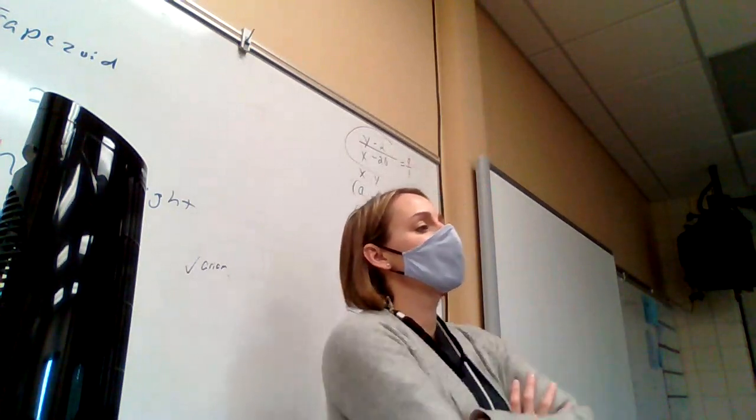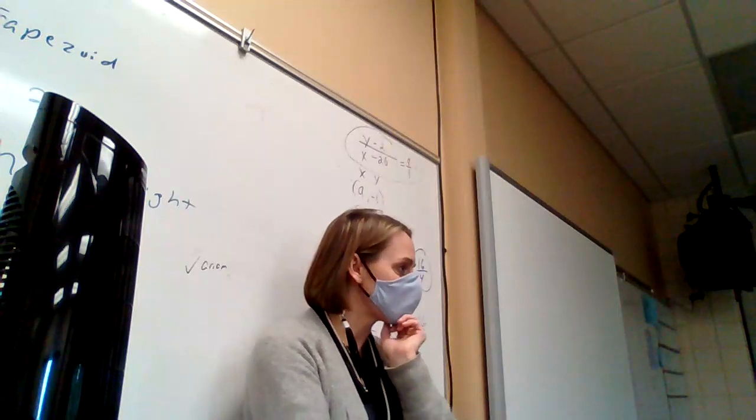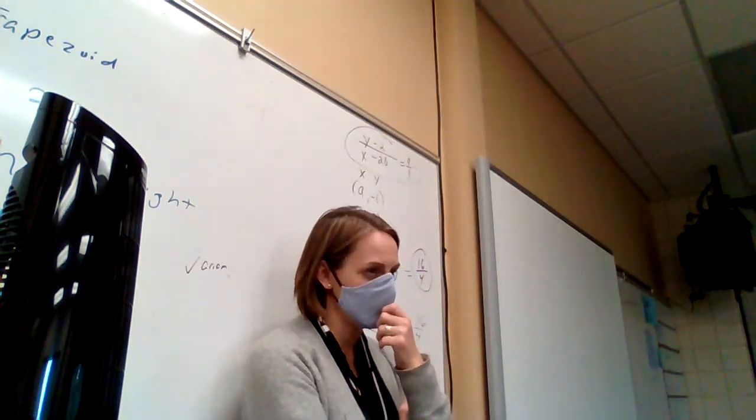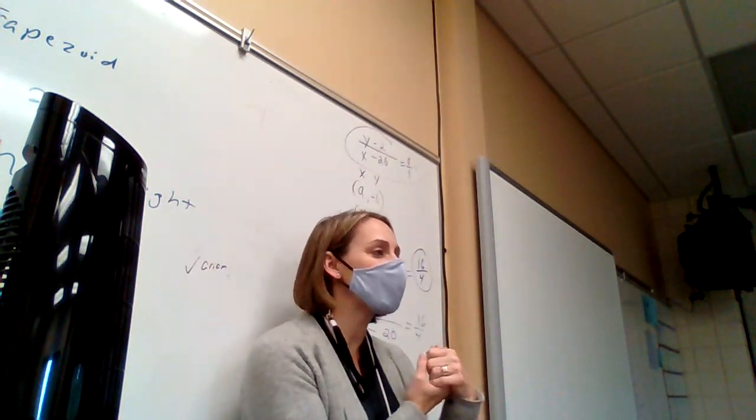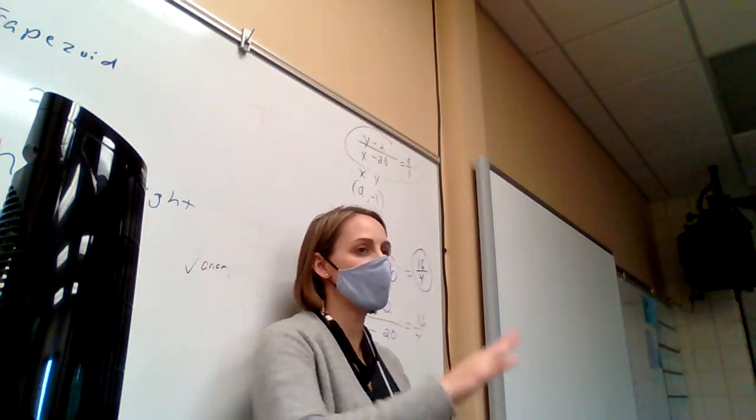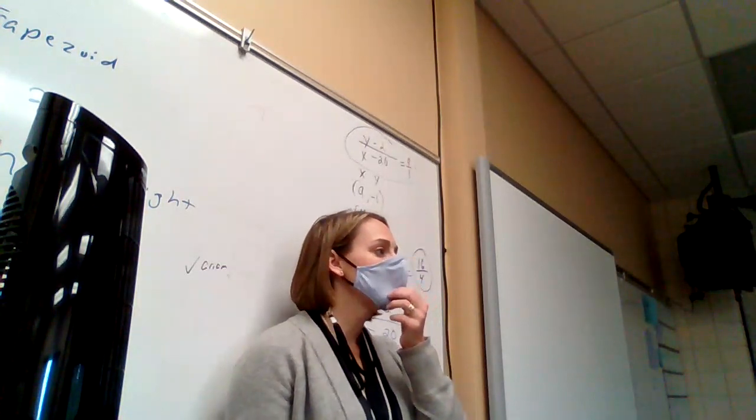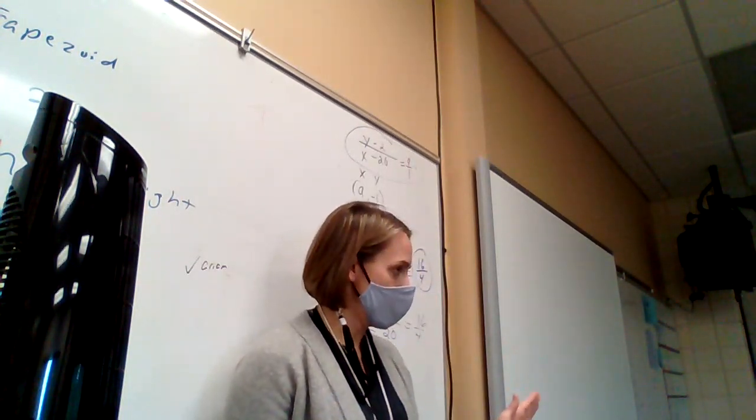Okay, let's review really quick rational versus irrational. Rational numbers are numbers that can be written as fractions, so decimals that end or decimals that repeat. Okay? Decimals that go on with no repeating pattern are irrational. Pi is a never-ending decimal.